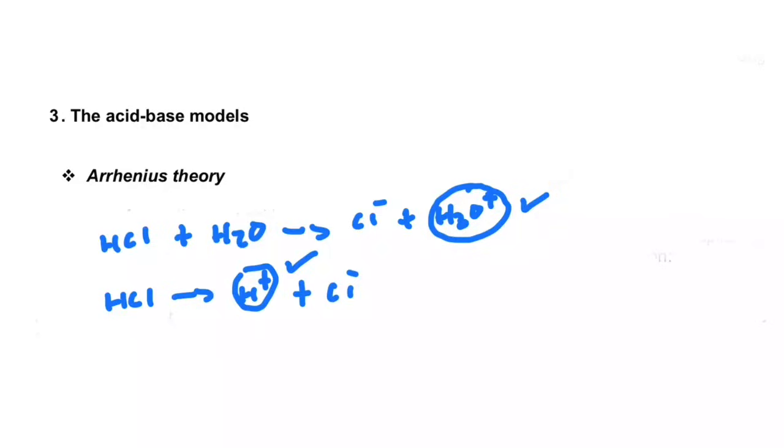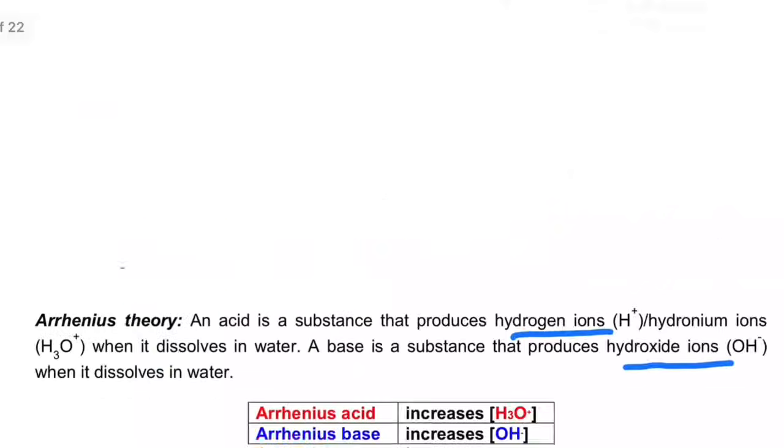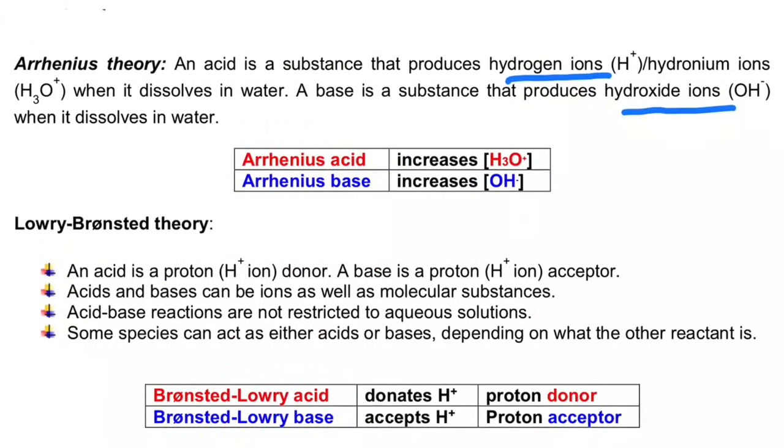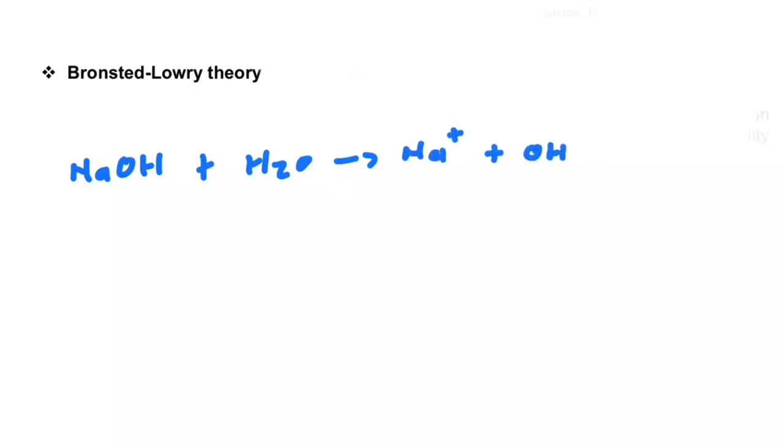Let's go ahead and take a look at a base once more. A base is a substance that produces hydroxide ions, or OH minus, when it dissolves in water. So which base can we use? Let's take NaOH. We're going to come across this base so many times. It is sodium hydroxide. Let's dissolve NaOH in water. What are we going to get? We're going to get Na plus and OH minus. This is a base. When dissolved in water, it produces hydroxide ions.